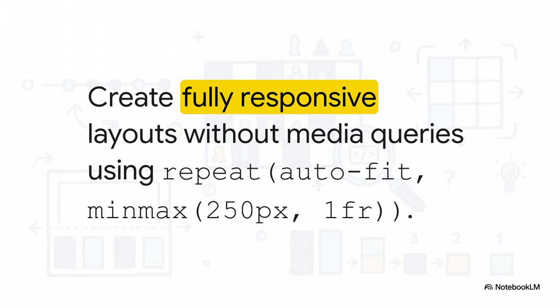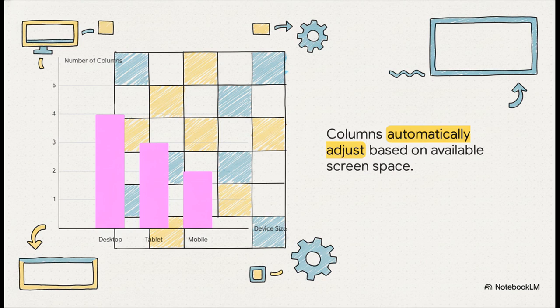What it's telling the browser is, hey, create as many columns as you can possibly fit. Make sure each one is at least 250 pixels wide, but if there's extra space, let them grow to fill it. This one single line creates a fully responsive grid, often without needing a single media query. It's just unbelievable.